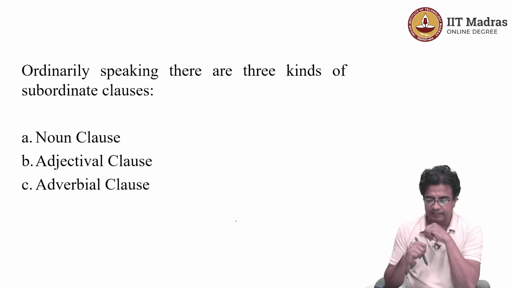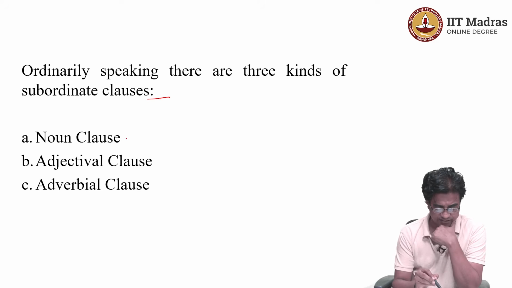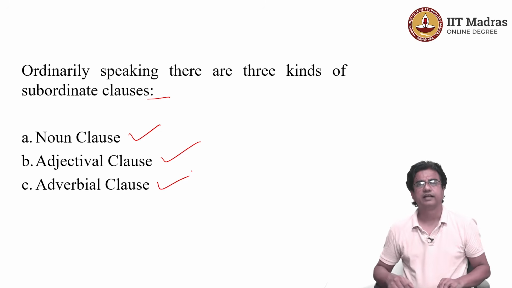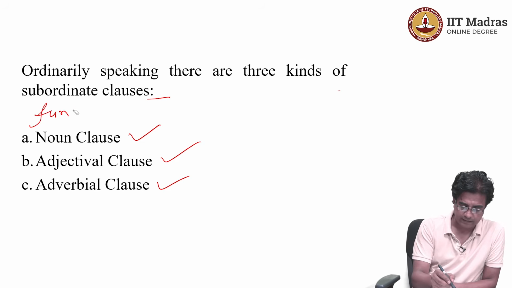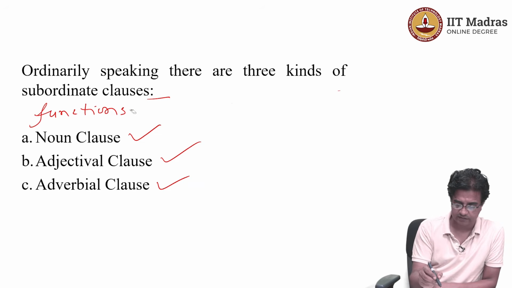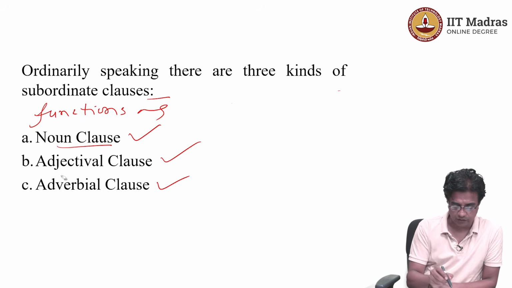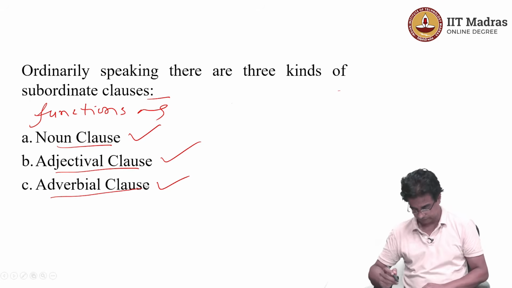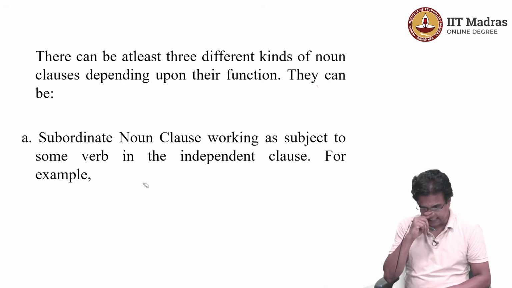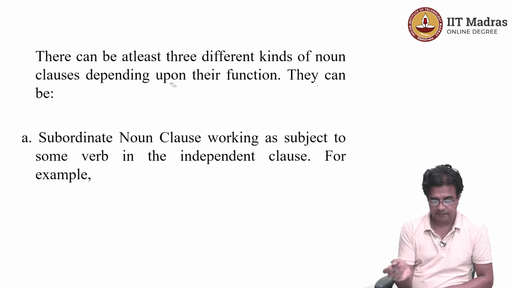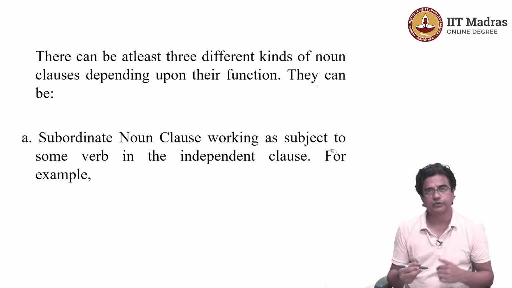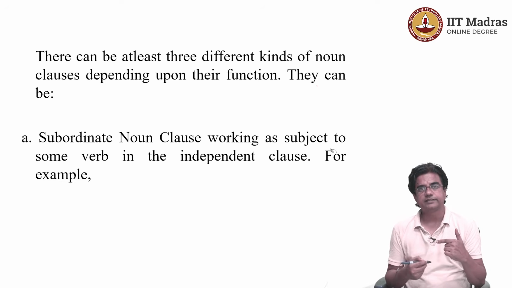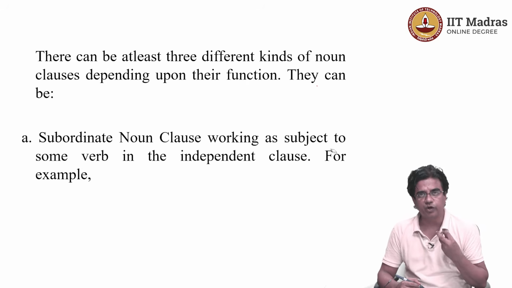So, ordinarily speaking, there are 3 kinds of subordinate clauses as I have just described to you: noun clauses, adjective clauses and adverbial clauses. Meaning, a clause which has nominal function, we can simply say functions as a noun clause, adjectival clause or adverbial clause. So, there can be at least 3 different kinds of noun clauses depending on their function. So, now we are going to define the functions of a nominal clause.